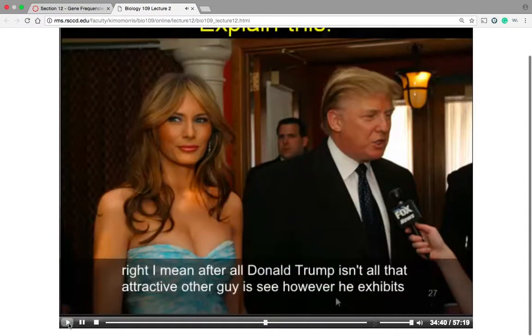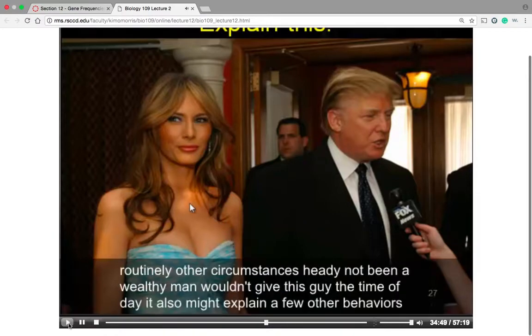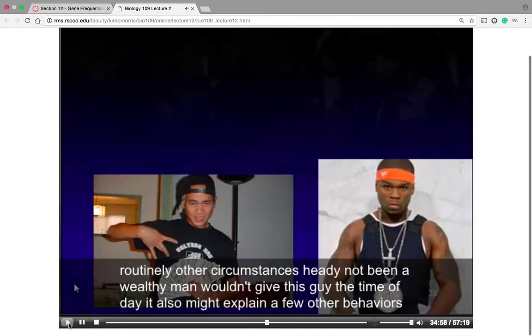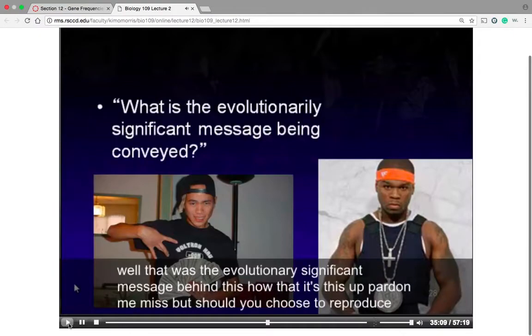Well, it might explain why this occurs, right? I mean, after all, Donald Trump isn't all that attractive of a guy, is he? However, he exhibits other survival traits that might be attractive to other women who, in other circumstances, had he not been a wealthy man, wouldn't give this guy the time of day. It also might explain a few other behaviors. Like, how about these two guys? Yeah, what kind of evolutionary message are these two guys conveying to the ladies? Well, what's the evolutionary significant message behind this?